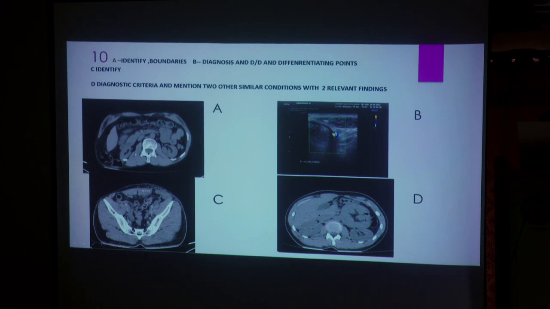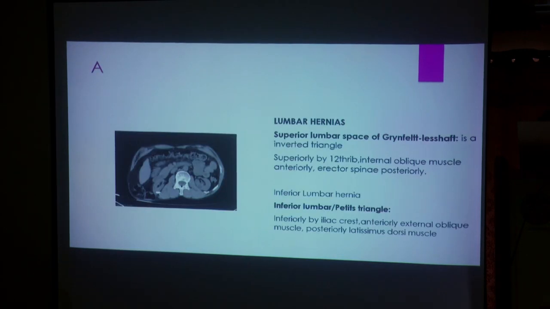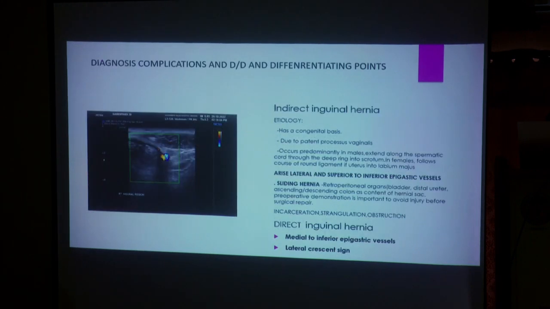First one is the lumbar hernia. The questions that may be asked are the boundaries for superior and inferior lumbar hernia. The superior lumbar hernia is between the internal oblique and the erector spinae, and it is an inverted triangle. This case is a superior one, and it can happen in post-op patients also. And this we routinely see.